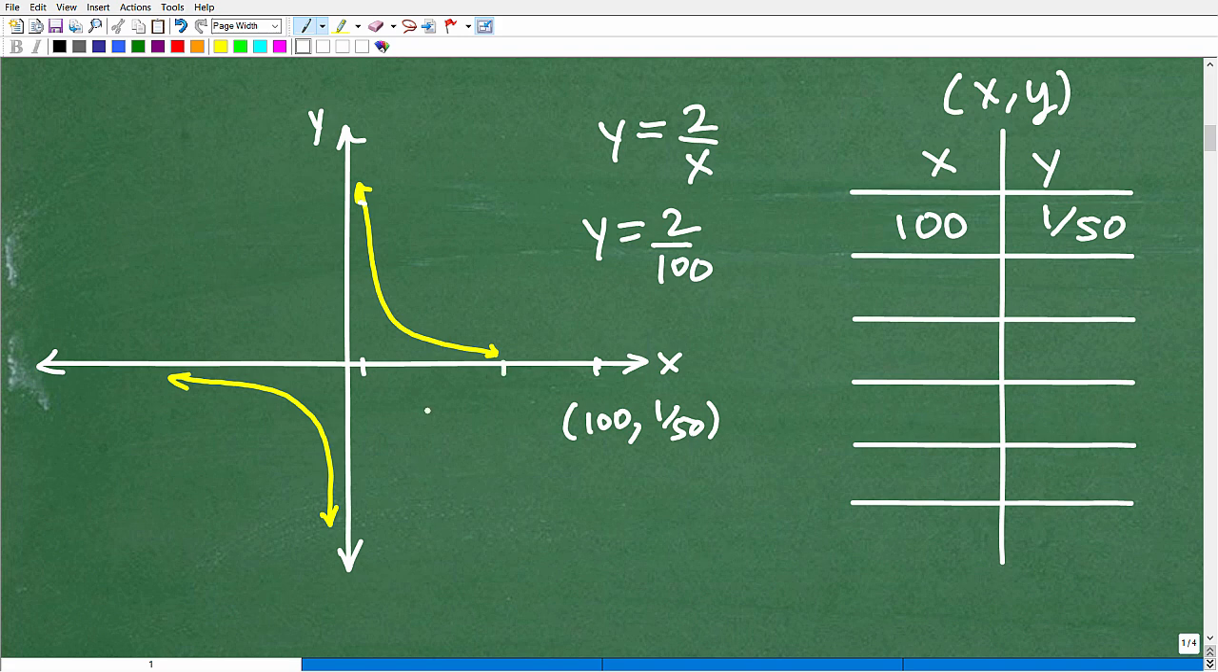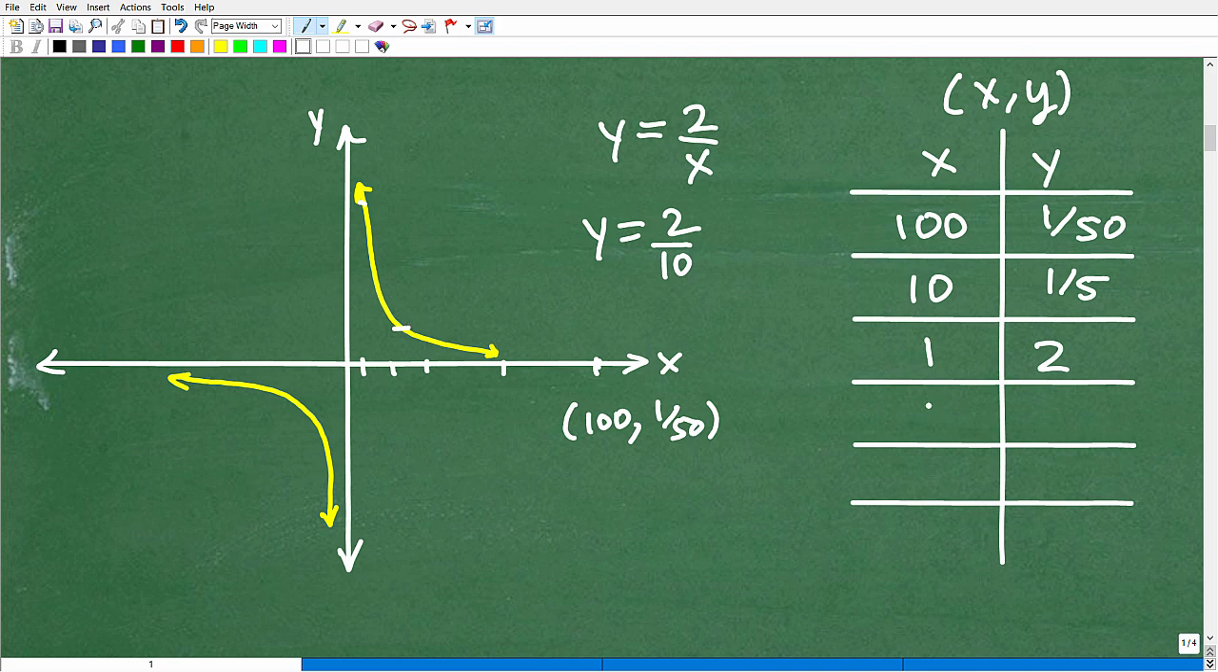Now I could do a lot of other values in here. Let's say when x is 10, what is y? That's going to be 1/5. 1/5 is a much bigger number than 1/50th. Now when x is 1, what's going on? When I plug in 1, y is 2. Interesting. It's starting to go up.